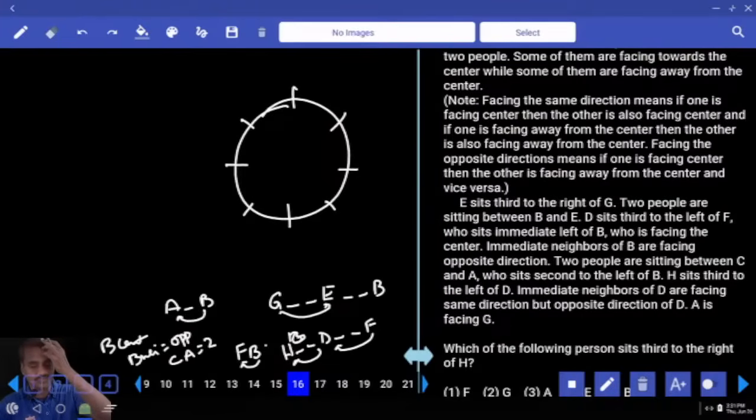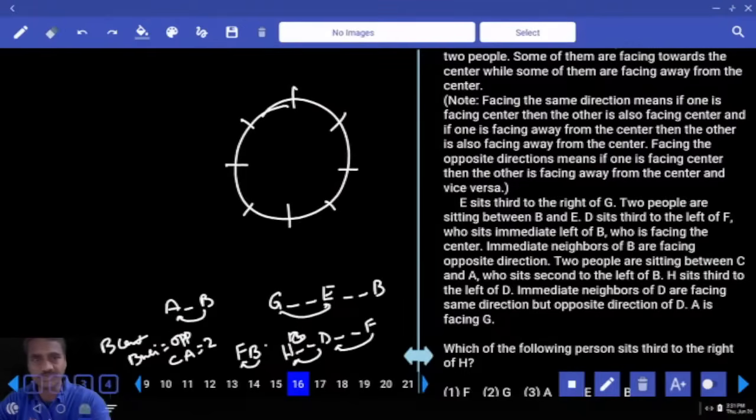A is facing G. Now A and G are opposite to each other. Facing means, what do you mean by this facing? Are A and G facing each other or not? What is the direction of A? No, A is facing the center. Now A and G are facing, can you determine the directions of these 2 persons or not?